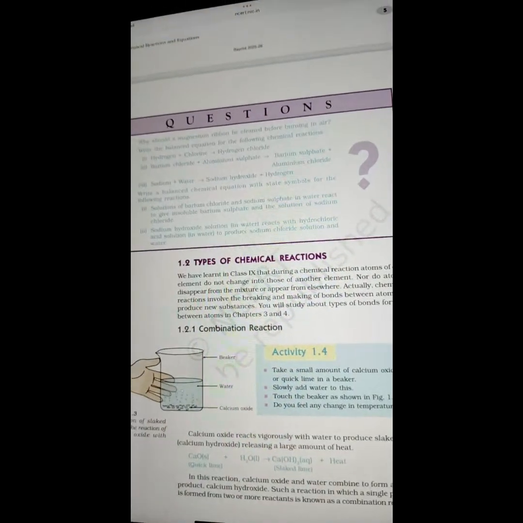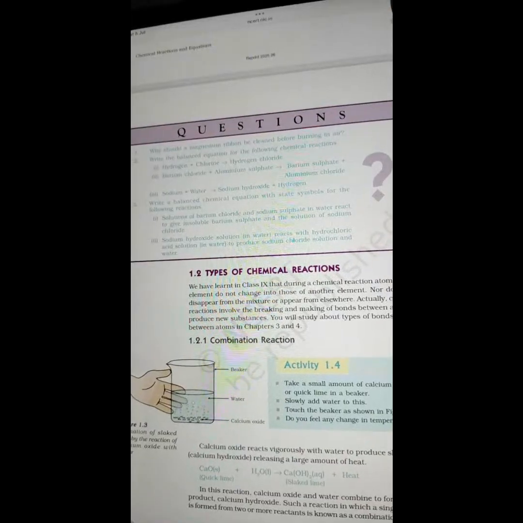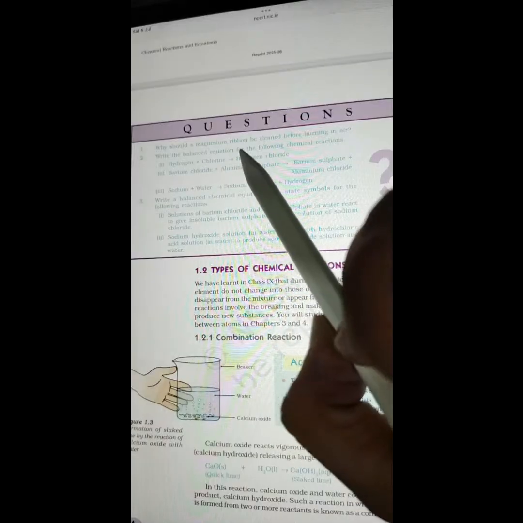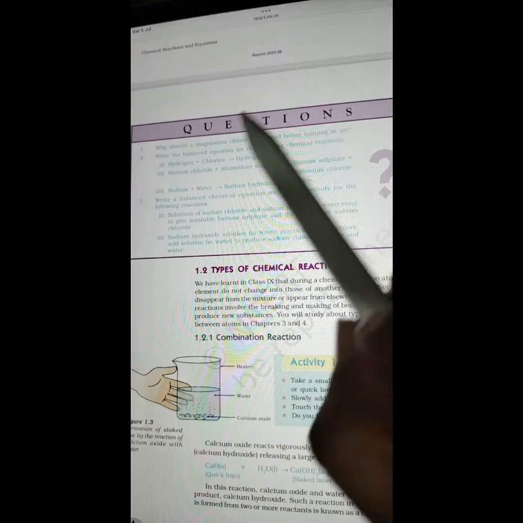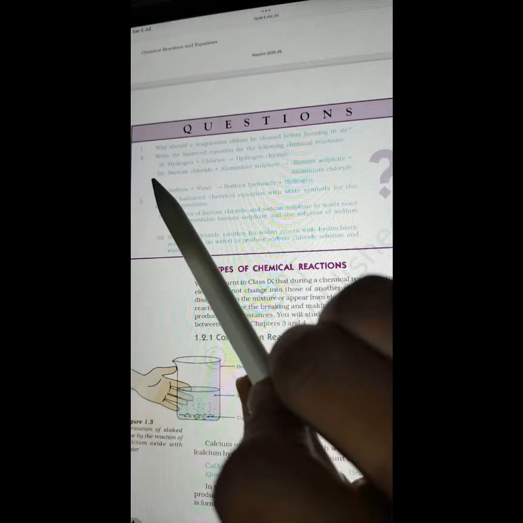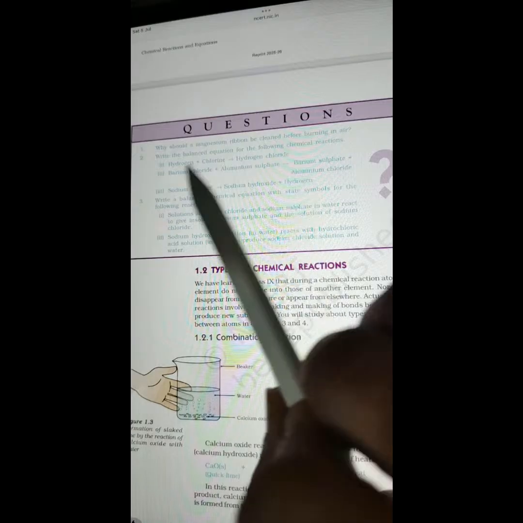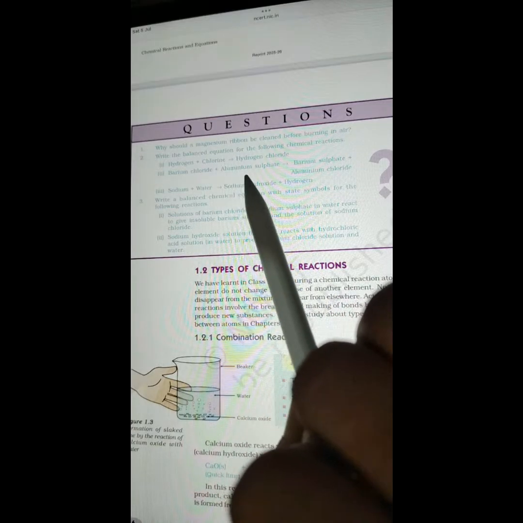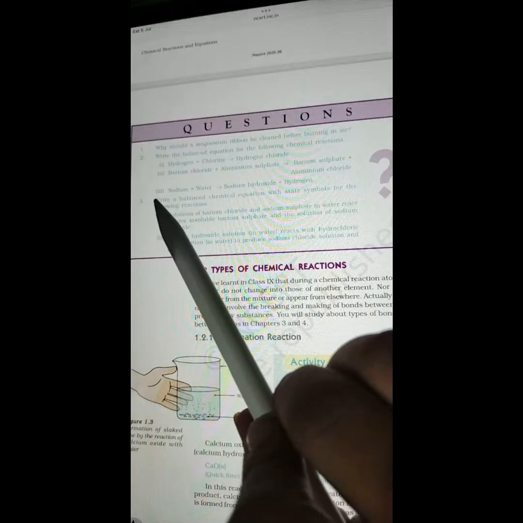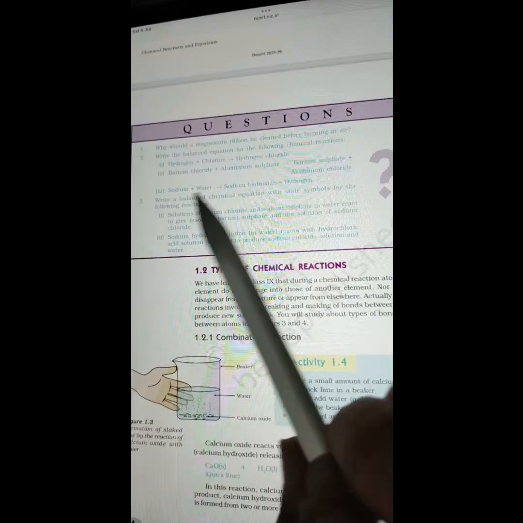Now let's do the reading of the in-text questions which are visible on this page. Question number 1. Why should a magnesium ribbon be cleaned before burning in air? Question number 2, write the balanced equation for the following chemical reactions. 1, hydrogen plus chlorine will give you hydrogen chloride. 2, barium chloride plus aluminium sulfate will give you barium sulfate plus aluminium chloride. 3, sodium plus water will give you sodium hydroxide plus hydrogen.